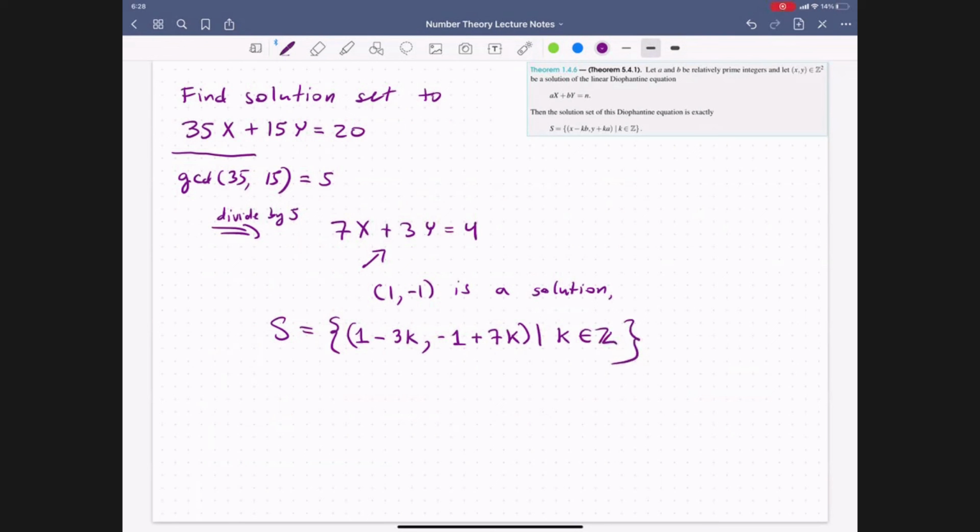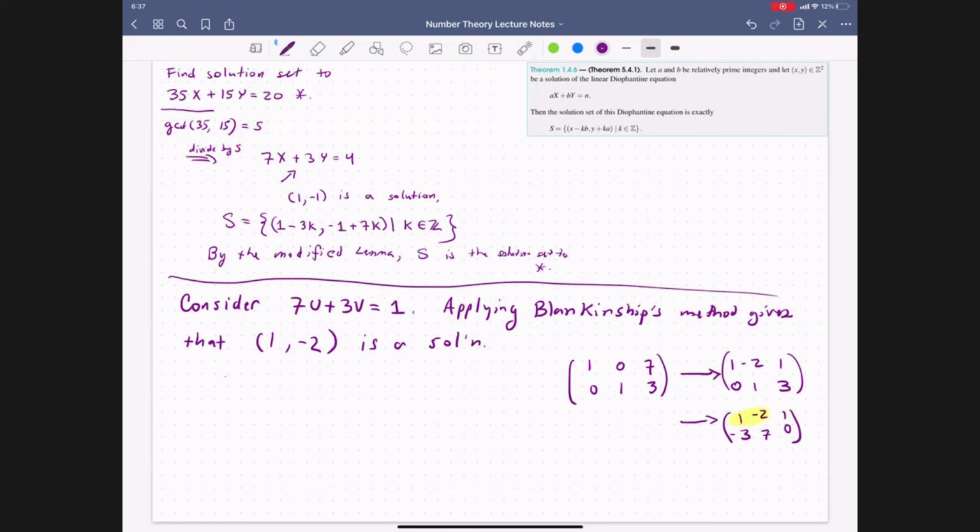And so by the modified lemma now, S is the solution set to this here. And so we are now done with this example.